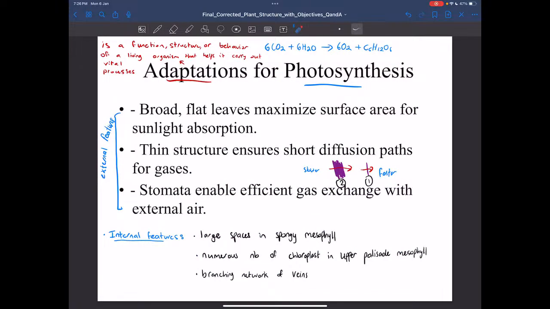Okay, we're going to go on to the last point right now, the branching network of veins. Now remember, the branching network of veins is the vascular tissue, the vascular bundles, so xylem and phloem. So plants, for them to survive, they need sugar. Okay, so we said they perform photosynthesis, that's correct, but they also perform cellular respiration to get energy.